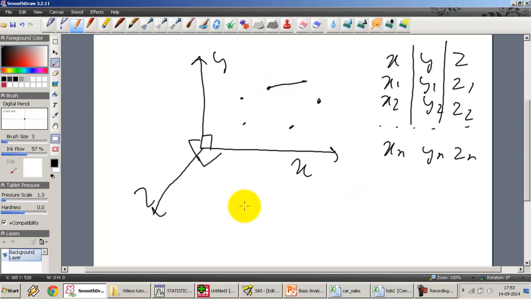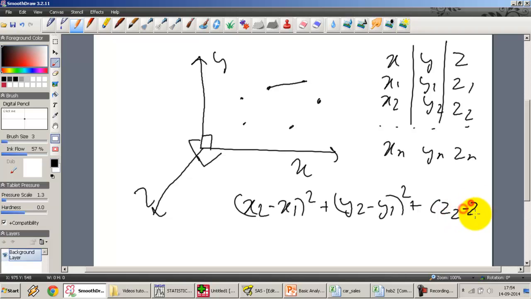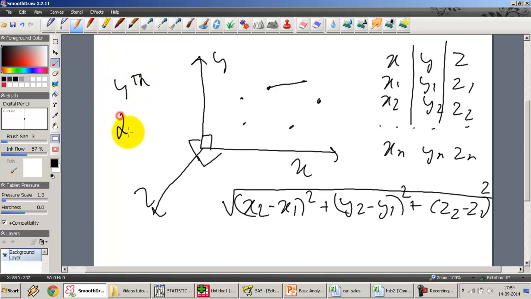So if I scale up the formula, it simply becomes (x2 minus x1) whole square plus (y2 minus y1) whole square plus (z2 minus z1) whole square, under the root, right? So the distance formula, or the Cartesian formula, can actually be projected onto three dimensions. I've got a three-dimensional data set. Now if I've got four dimensions, how do I go? How do I take care of the fourth dimension, right?